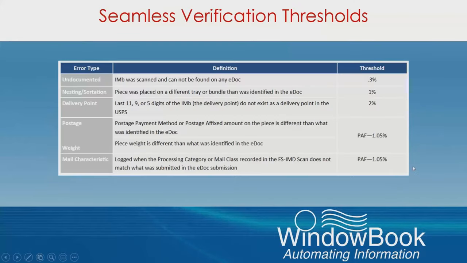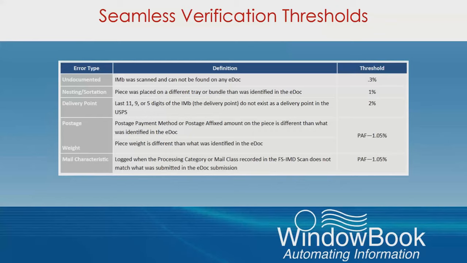So what exactly is measured in Seamless Acceptance, and what are the acceptable thresholds? One of the items measured is undocumented pieces. These are individual mail pieces that are scanned during the Postal Service's mail processing, but can't be matched up to the barcodes in any of the e-docs submitted within the last 45 days.